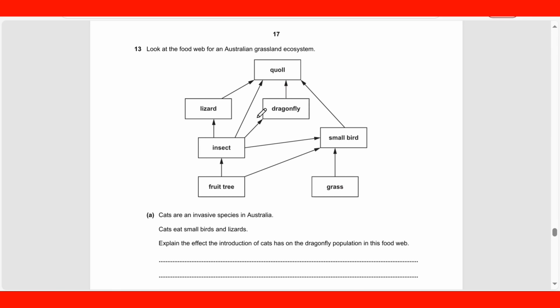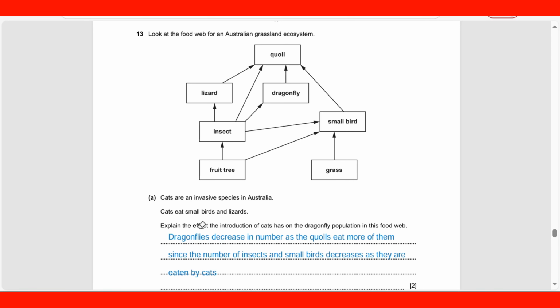Okay, let's check out the answer. So the answer for this may vary. You can answer decrease but give the correct reason, and also increase. So if I choose to say dragonflies decrease in number, as quolls eat more of them, since the number of insects and small birds decreases as they are eaten by the cats, right? So if you want to answer increase, it's fine, give a proper answer. If you choose to answer increase, please write down your reason in the comment section to help other viewers.